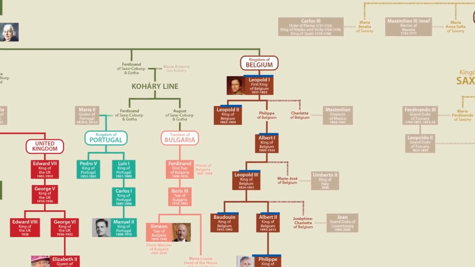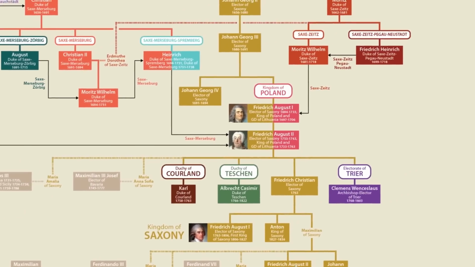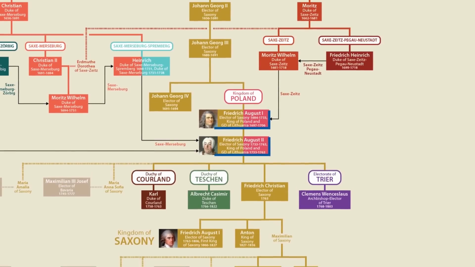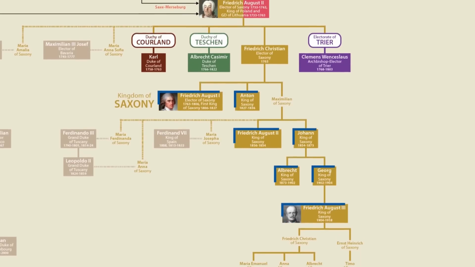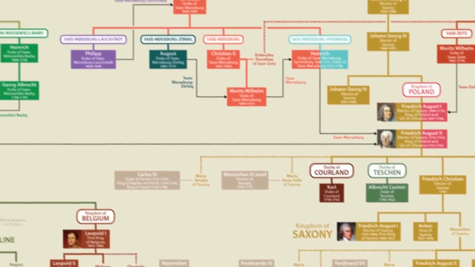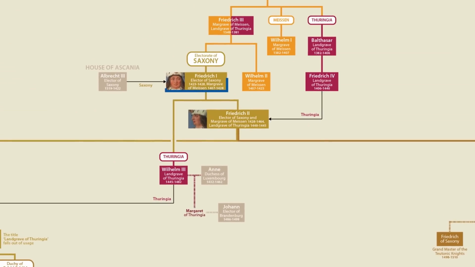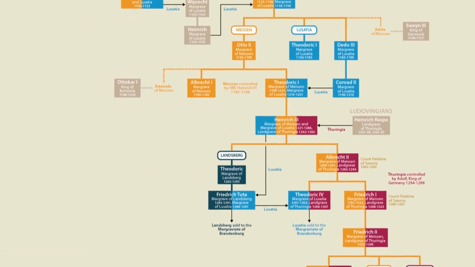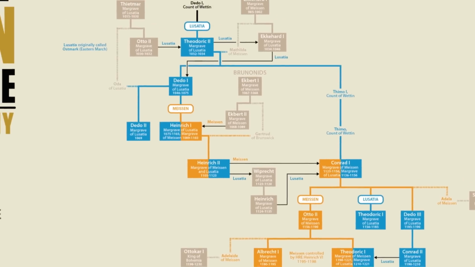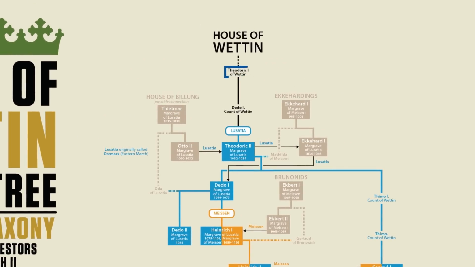Likewise, the House of Saxe-Coburg and Gotha is just a branch of a much larger family, which includes two kings of Poland and every king of the Kingdom of Saxony in Germany, which existed from 1806 to 1918. Basically, everyone I've mentioned so far is a descendant of this guy here, Friedrich I, the first Wettin Elector of Saxony, who in turn was a descendant of the various Margraves of Meissen, who can be traced all the way back to a man named Theodoric I of Wettin, who lived well over 1,000 years ago.